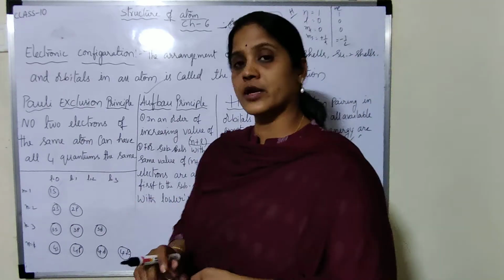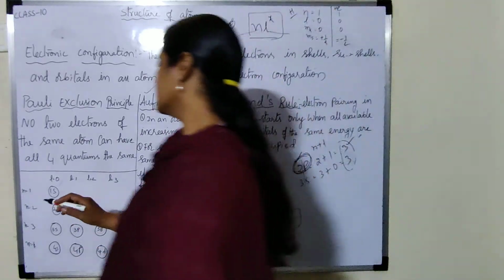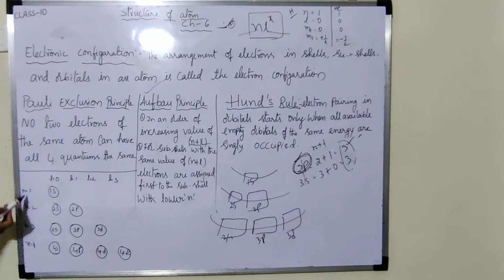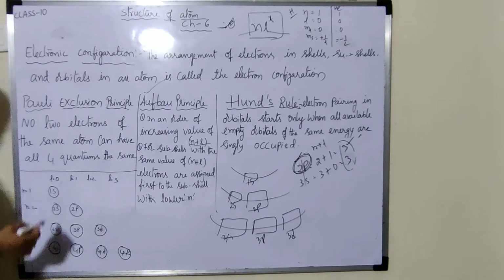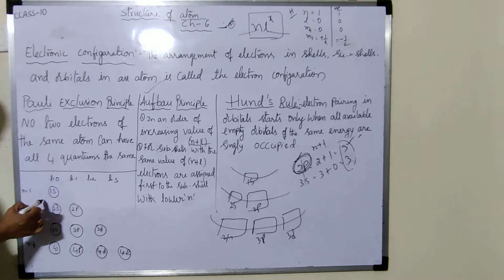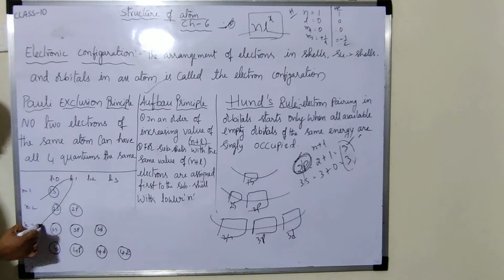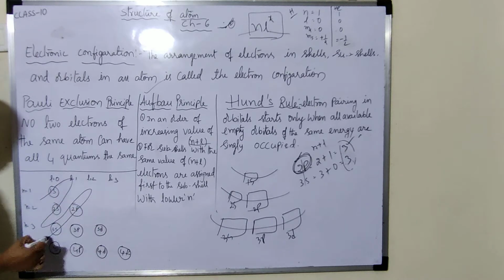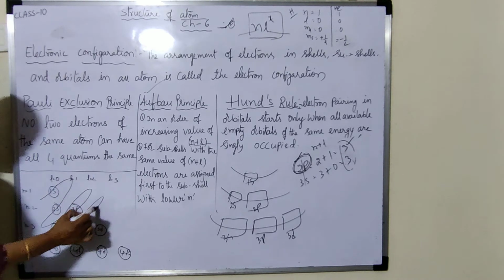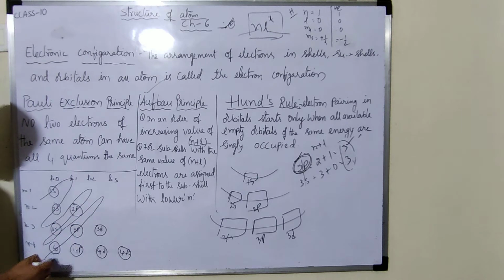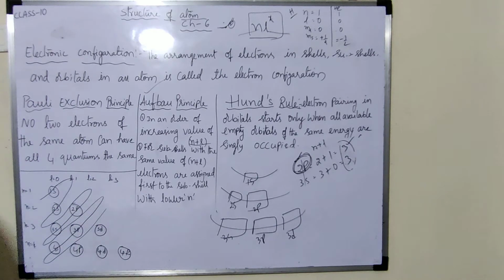And we have one important diagram. See, for n equals 1, 2, 3 and so on, the n values are like this. So first you have to fill 1s, then 2s, 2s then 2p, 2p then 3s, 3s then 3p, 3p then 4s. Like this we have in the textbook.